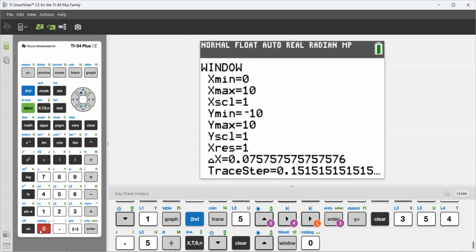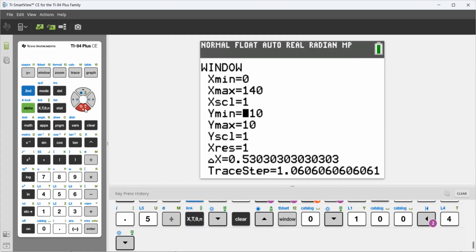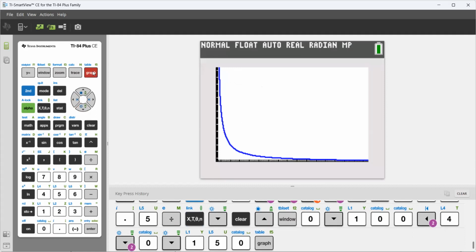So, and this is a practical problem. Remember this is my R. I could do 0 to 120 or 140, right? Miles per hour. So 140. And then here, I'm going to do maybe 0 to 150. I know that's time, but I'm going to do 150. And then graph. Oh yeah, look at what I have.